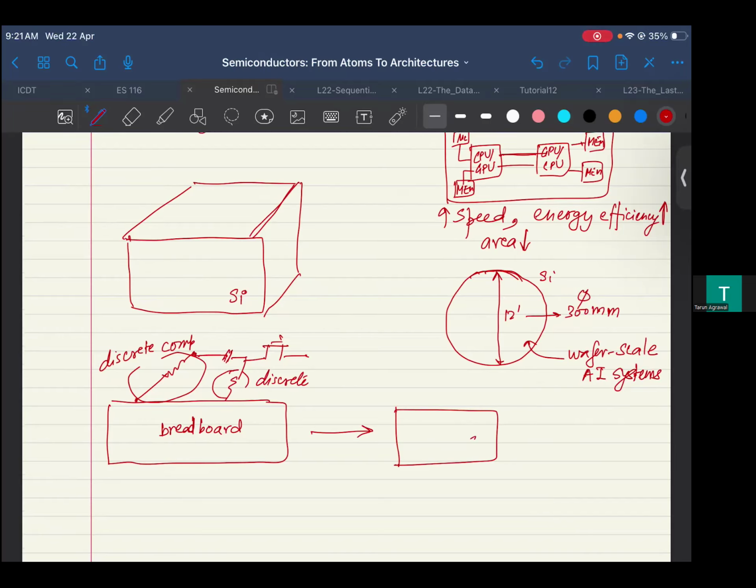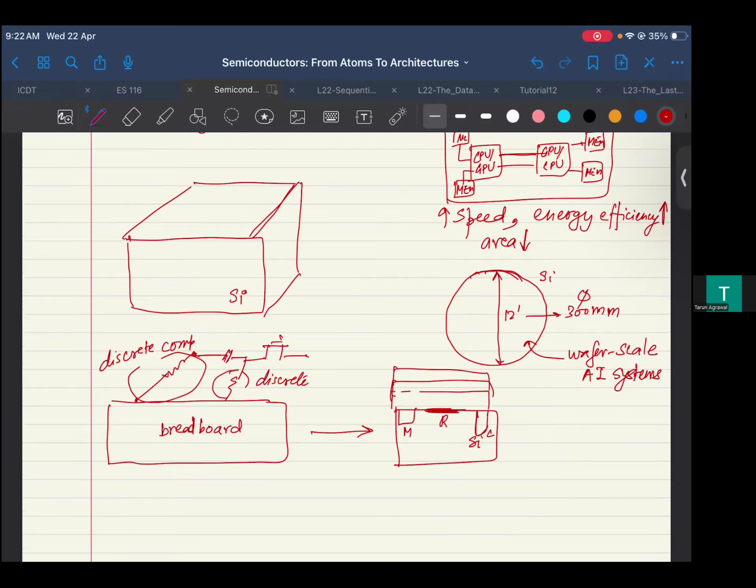IC means that everything I need, can I put it on a silicon wafer? So if I need a MOSFET, I put a MOSFET here. If I need a resistor, I put a resistor here. If I need a capacitor, I put a capacitor here, right? So all of that can be put on silicon, and then I would use the metal layers.